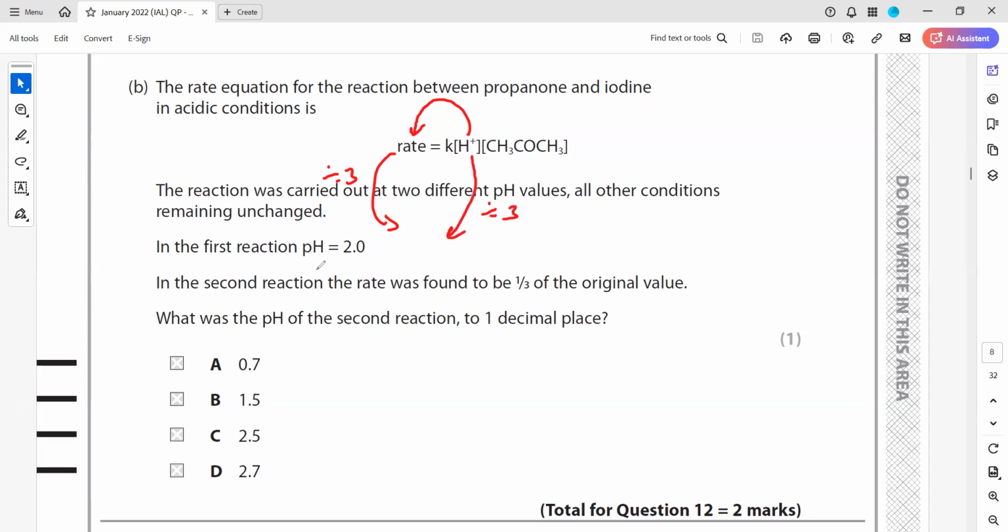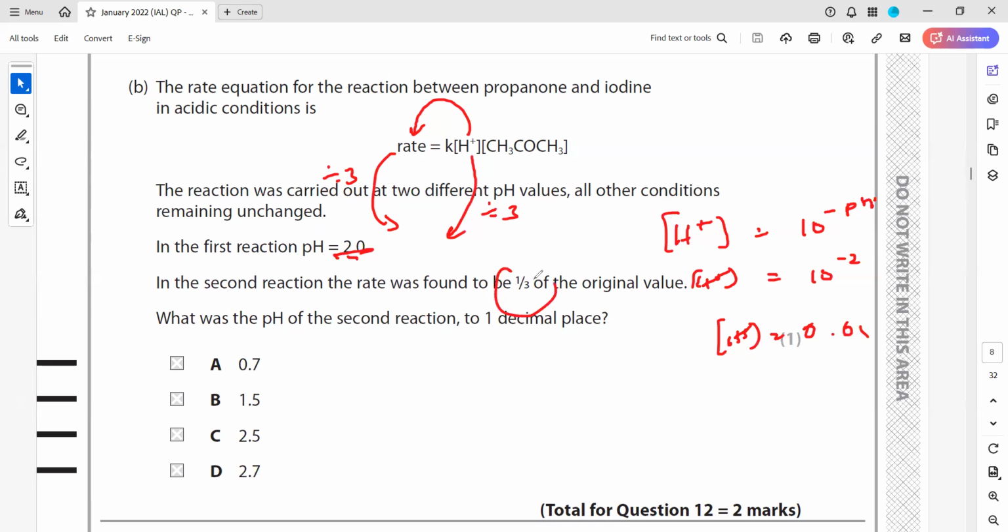First, we'll find what is the original hydrogen ion concentration. Because the hydrogen ion concentration will be equal to 10 raised to the power minus pH. That is how we got the hydrogen ion. So 10 raised to the power minus 2. What is 10 raised to the power minus 2? 0.01 is the concentration.